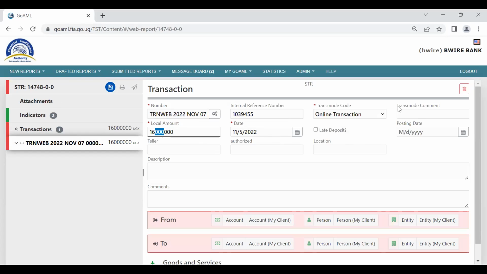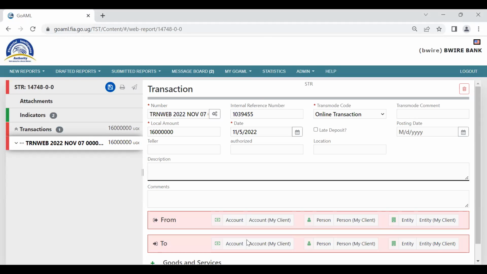All right, so description is the purpose of the transaction. I know there are quite a number. Someone is asking about internal reference number. It is the receipt number, the number of the transaction on your system that uniquely identifies each transaction. Each transaction has a unique identifier in your system, so that's what you capture under internal reference number. All right, so can someone give us a description? These are the purpose of the transaction.